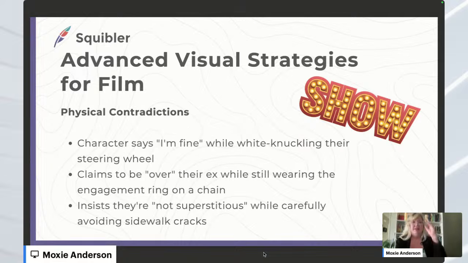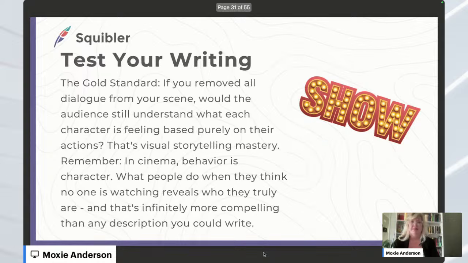One thing that I always find very interesting with film and with human beings in general are physical and emotional contradictions. So these are some tips that you can do to achieve that for visual strategies as well. You might have a character say, "I'm fine," while they're gripping their steering wheel. Someone might claim to be over their ex-boyfriend or girlfriend while still wearing the engagement ring on a chain. They might say that they're not superstitious while carefully avoiding sidewalk cracks. These are all contradictions that make us human. They are visual strategies, and they also make our characters interesting.